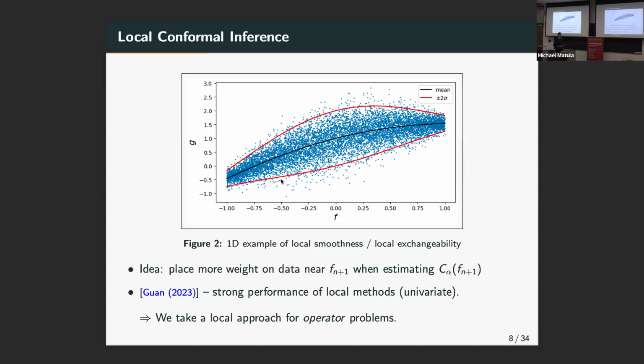And so the idea of a local conformal inference procedure is that if we're trying to estimate the prediction set for a new point, f_{n+1}, then we should primarily place our weight on the data around that point. So essentially, we should try to conformalize in roughly a local neighborhood around our new input. And this has been shown to have very strong performance compared to other adaptive methods such as adaptive scoring and conformalized quantile regression in univariate problems. And so our approach then was to try to extend this type of approach to a functional setting for operator problems.